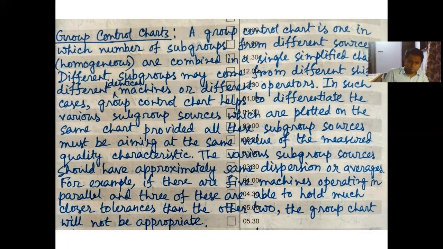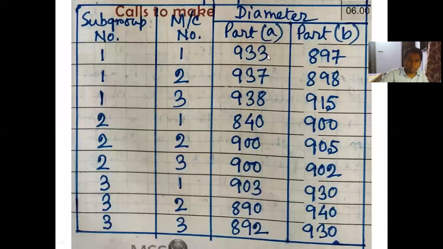So take a look at this and the idea will be clear. For example, this problem consists of three different subgroups: one, one, one, two, two, two, three, three. So one, two, and three. There are three subgroups.